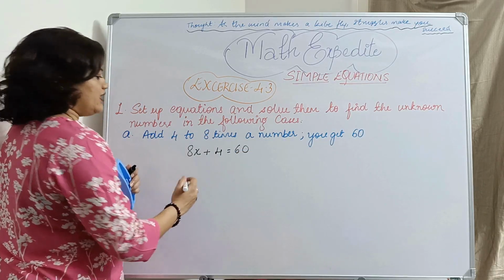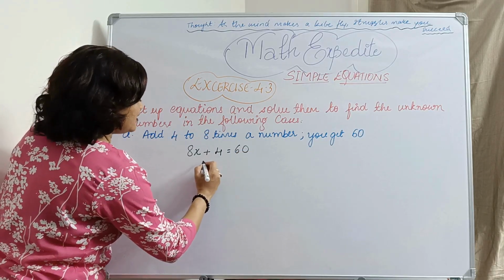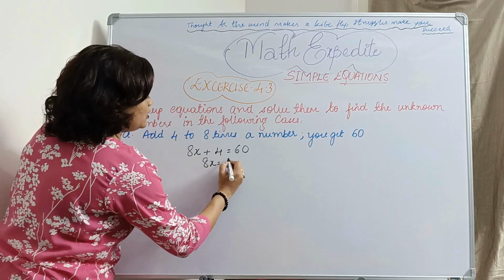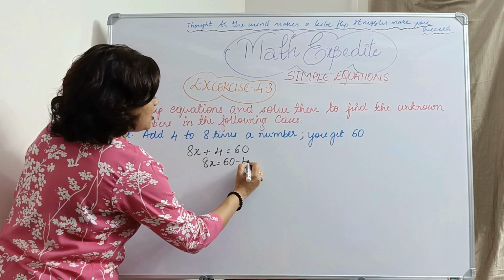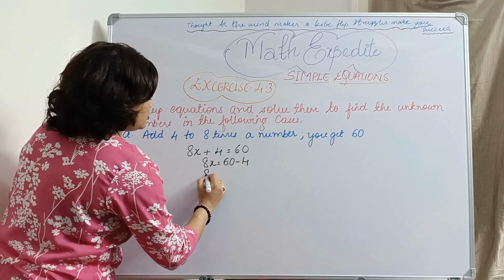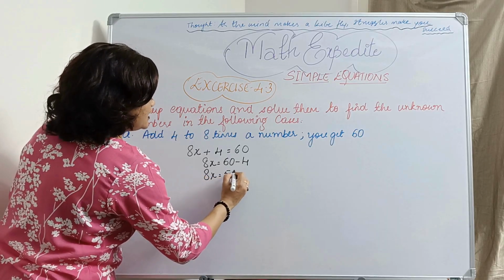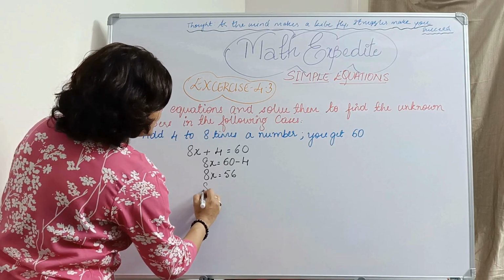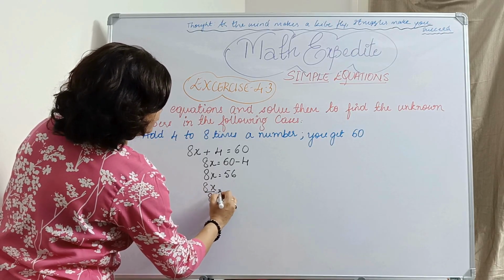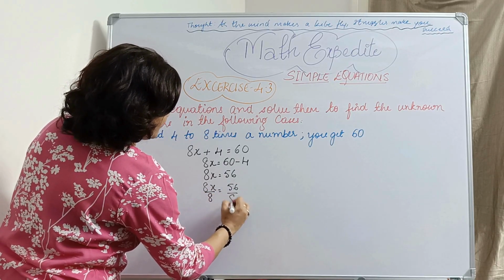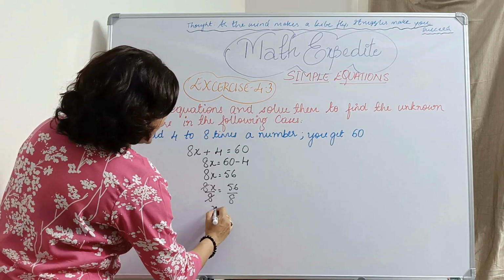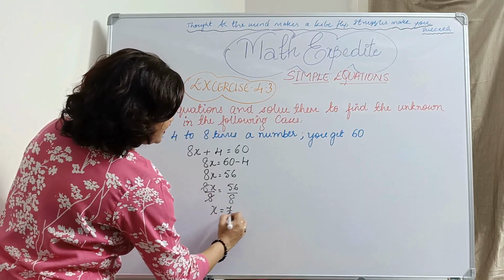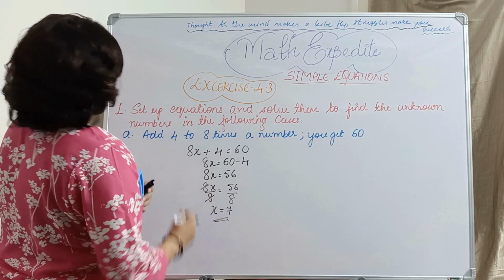So now we have to solve the equation. Let us use transposing method. So 8x is equal to 60 minus 4. So 8x is equal to 56. Now I will divide both the sides by 8. 8 gets cancelled. x equals 8 7s are 56.